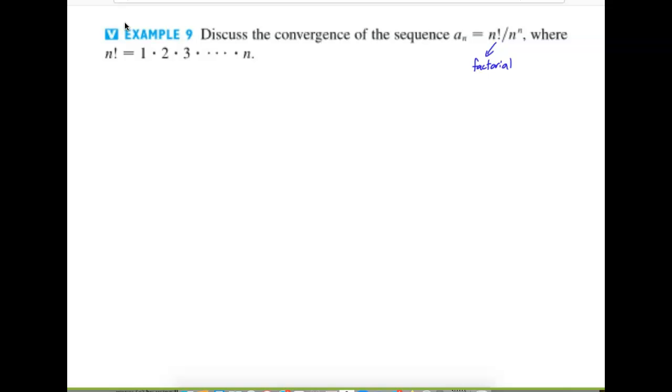So all factorial means is that you're multiplying the whole numbers up to n. So a factorial is only defined for a whole number. So like, let's just do 4 factorial means 1 times 2 times 3 times 4. Does that make sense?